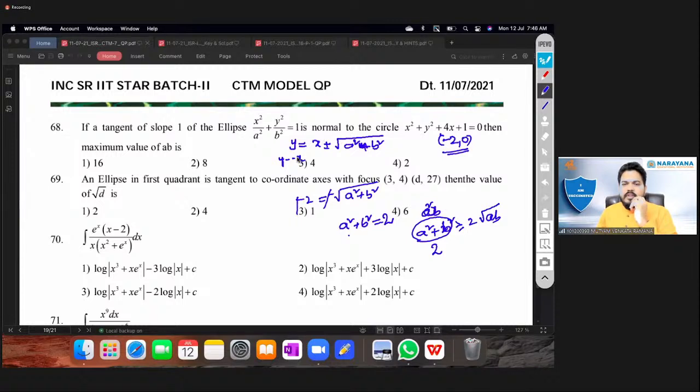Yes, Sai Charat. Hello, sir. The value of a square plus b square should be 4, no, sir? You didn't square, sir. You squared only on the right hand side, sir. Oh, okay. So 4. Yeah, a square plus b square is 4. So the answer should be 2, right?